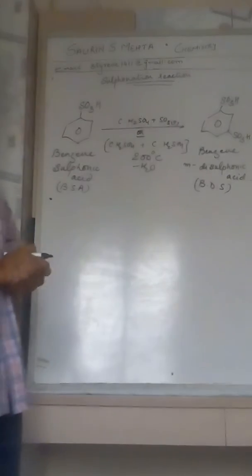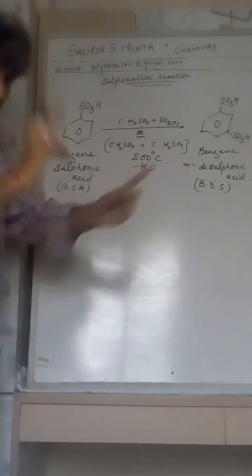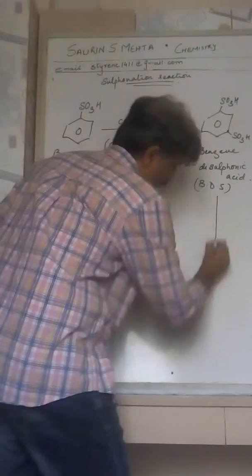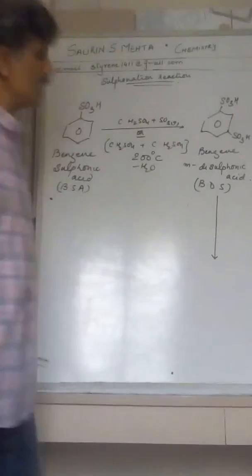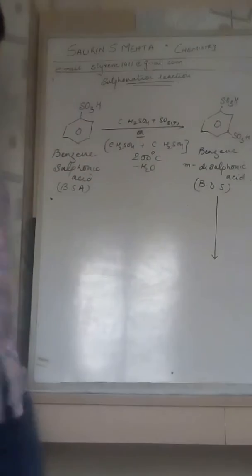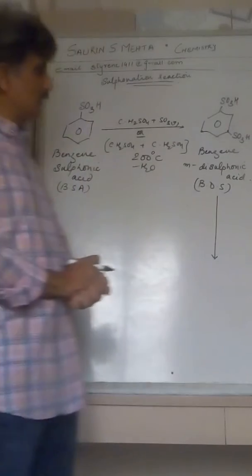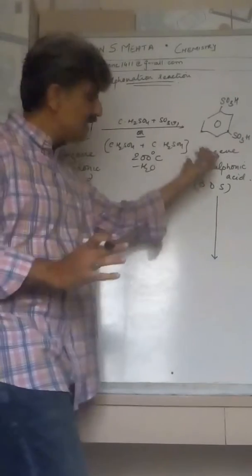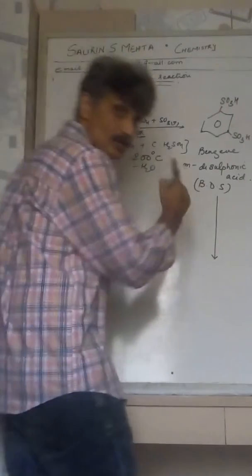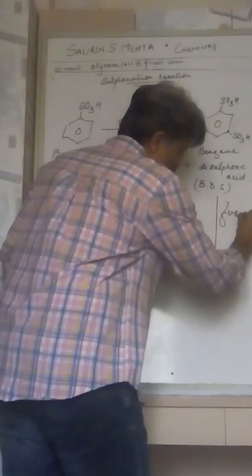200 degree Celsius temperature. It is not over yet. What I am concerned with is one more step. Over here, I want to heat this BDS at a very high temperature, and that too with NaOH, sodium hydroxide. As I heat BDS with NaOH at a very high temperature, the reaction is named, as you can recall from the earlier lecture, fusion.